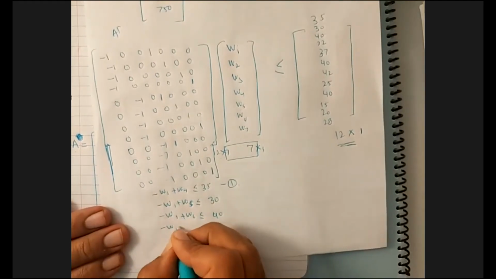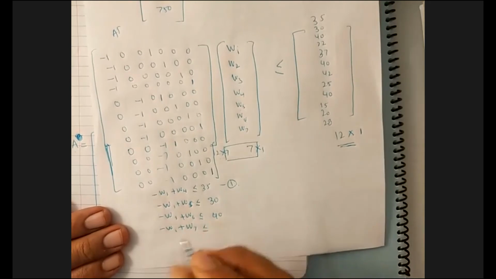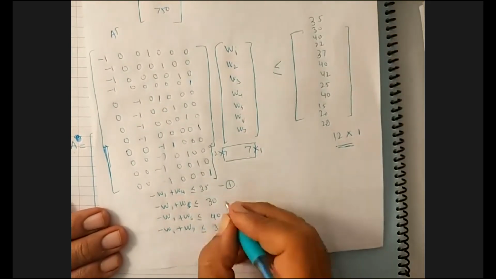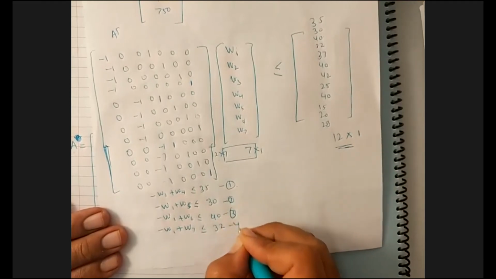And -W1 plus W7 less than or equal to 32. Okay, so this is my 4 constraint equation. And in fact, you guys know that there won't be just 4 equations. There will actually be 12 different equations like that.